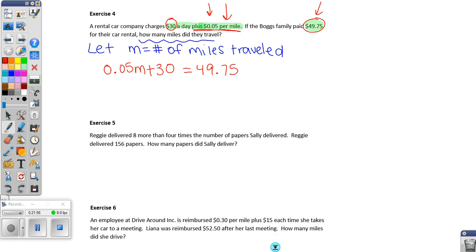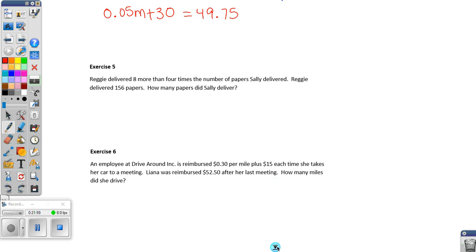I'm going to move on to exercise 5. If you haven't already done so, pause the video and attempt exercise 5 on your own. Let's get started. It says Reggie delivered 8 more than 4 times the number of papers that Sally delivered. So we're talking about Reggie. He delivered a lot more papers than Sally. Reggie delivered 156 papers, and they want to know how many papers Sally delivered.